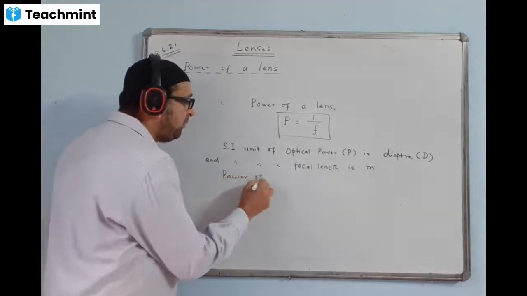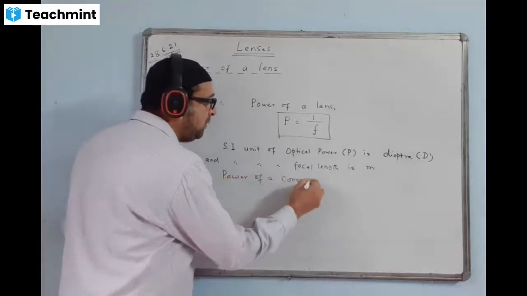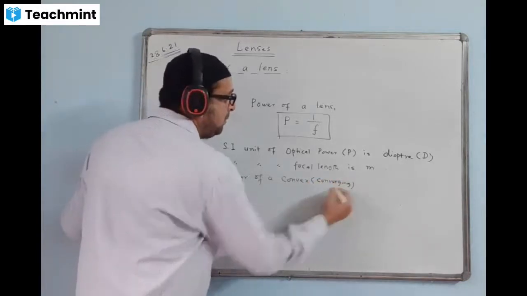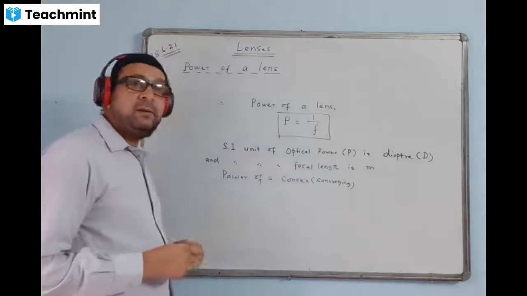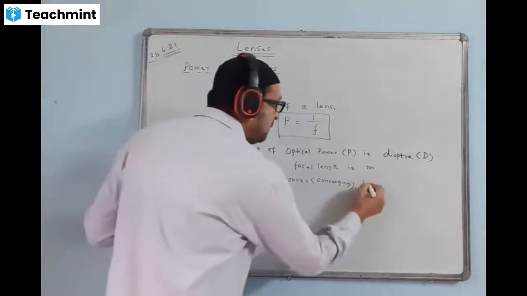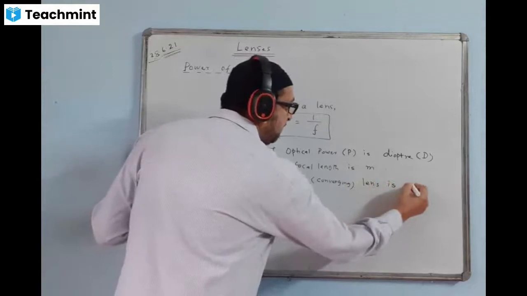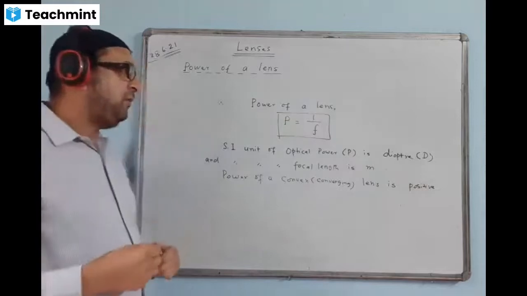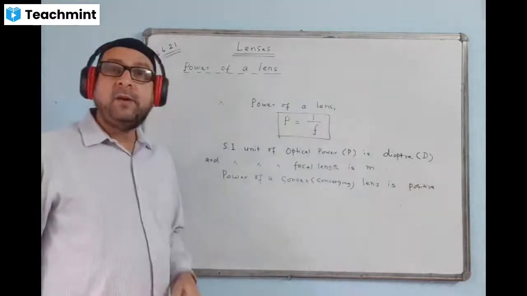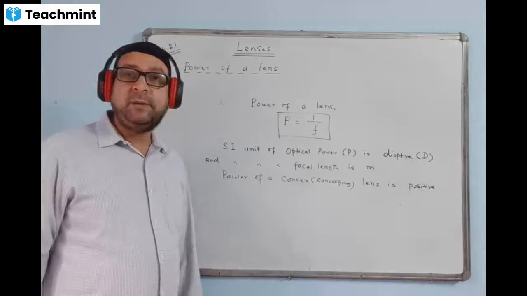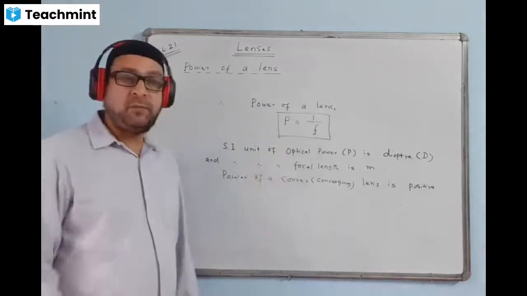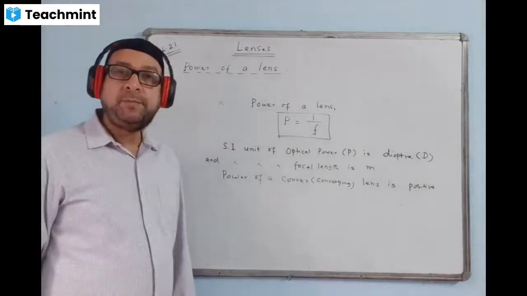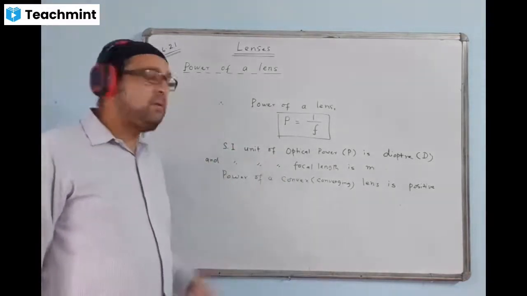Okay. Now you write down power of a convex lens. Convex means converging. Power of a converging or convex lens is positive. Why is the power of a convex lens positive? Because its focal length is positive. The F value of a convex lens is positive, so in the same way the power also will be positive.